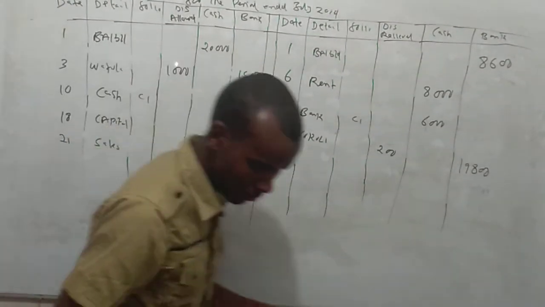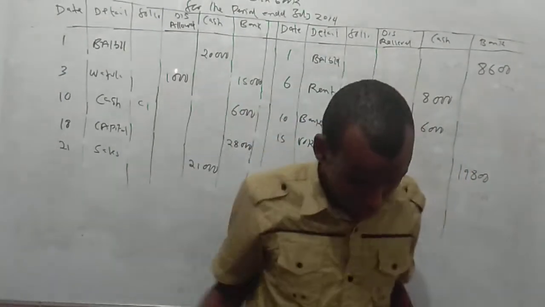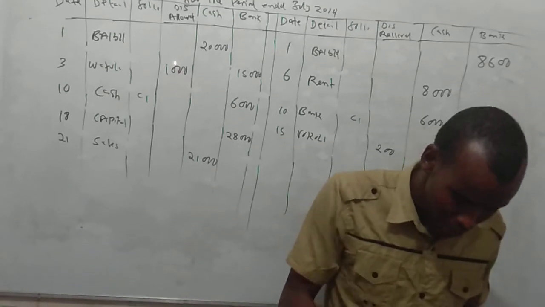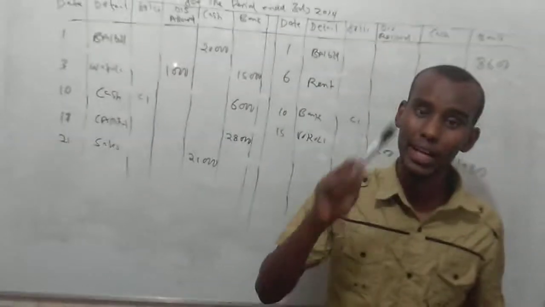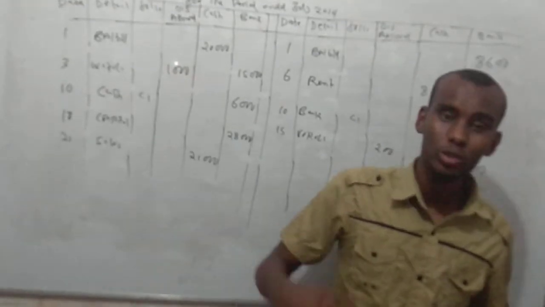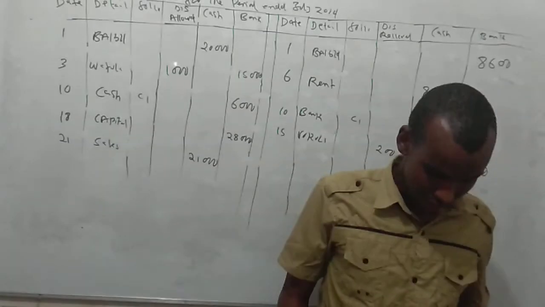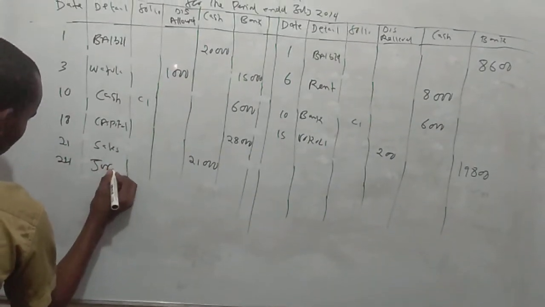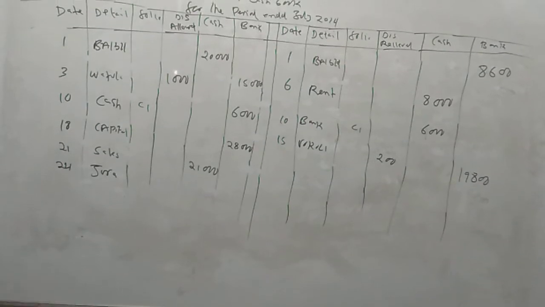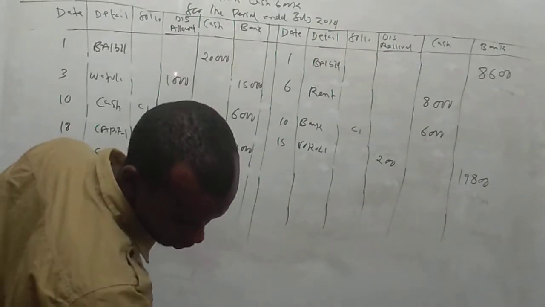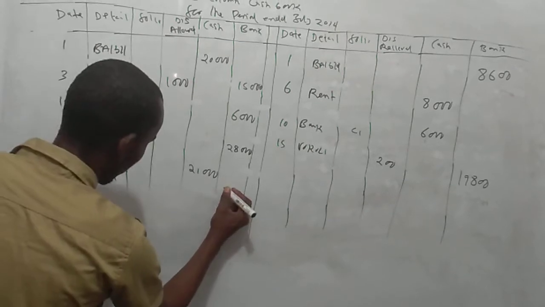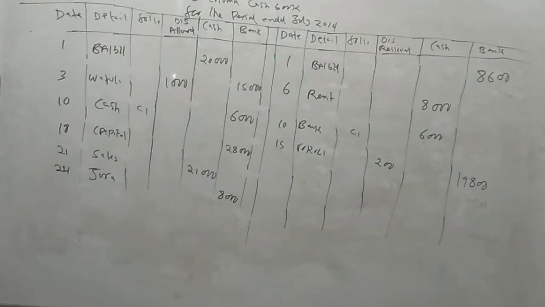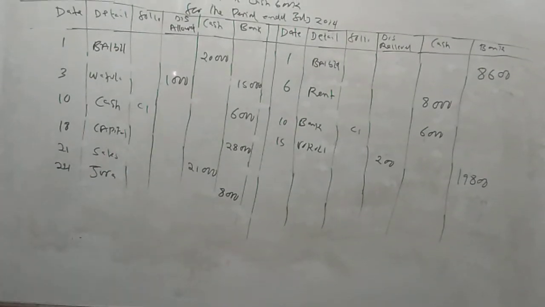After 21st, you have 24. You are told Jura Adeta settled his account by check of 8,000, having been allowed a discount of 20%. It means we already allowed the discount. On the 24th, Jura is settling his account by a check of 8,000. Remember, this 8,000 will not be decreased because the discount is already allowed.